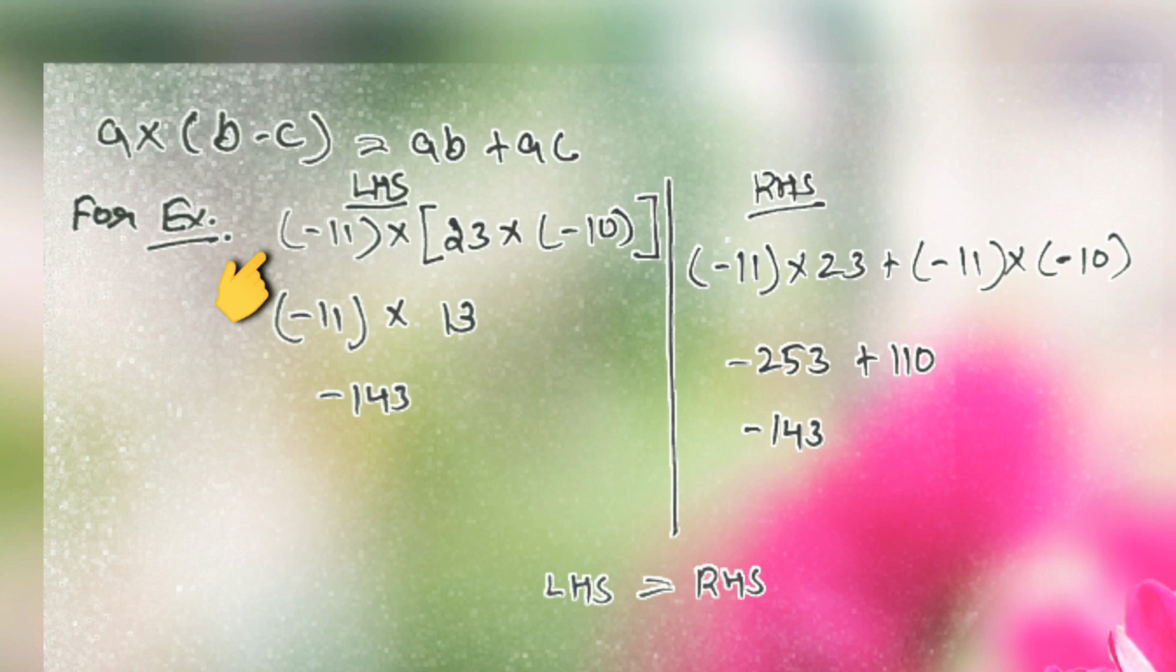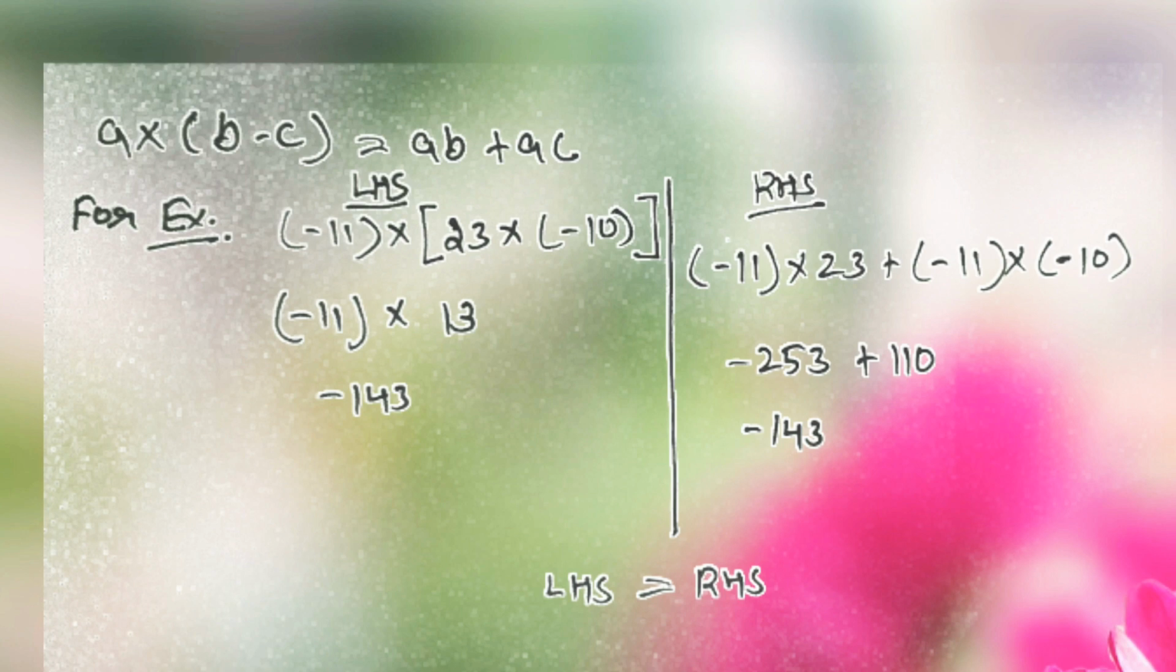So start solving with the left side. Minus 11 multiply bracket 23 plus in bracket minus 10, then bracket is closed. So start solving firstly the bracket: 23 minus 10, answer will be 13. So minus 11 multiply 13, answer will be minus 143.